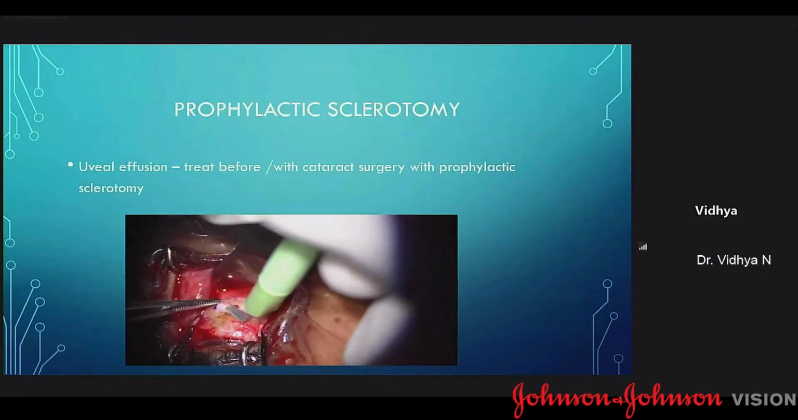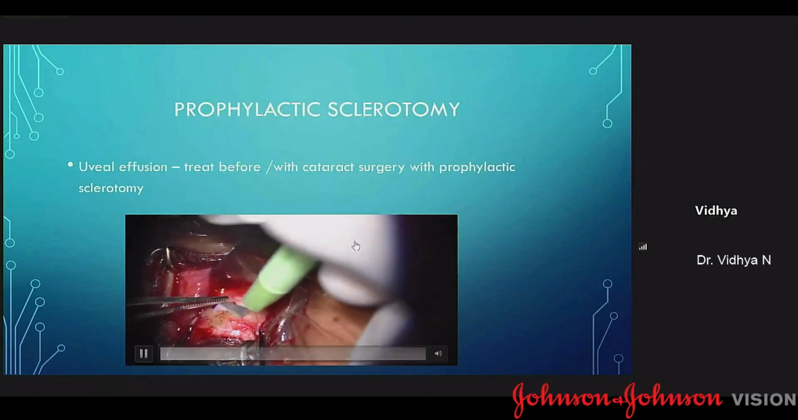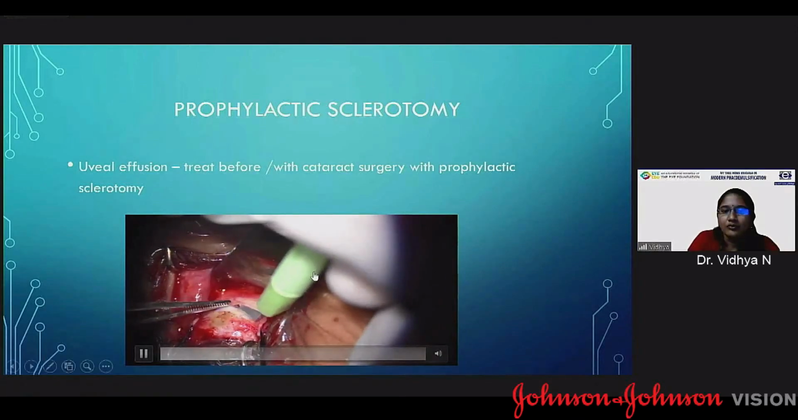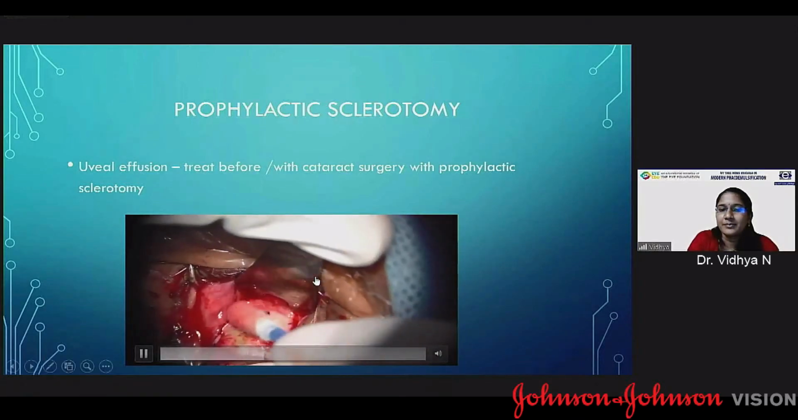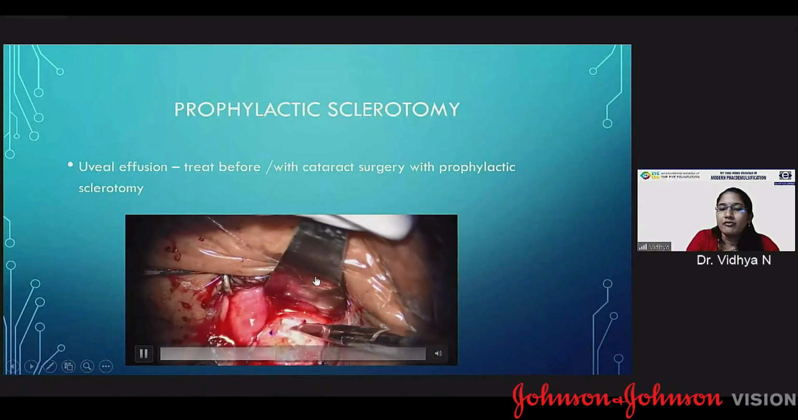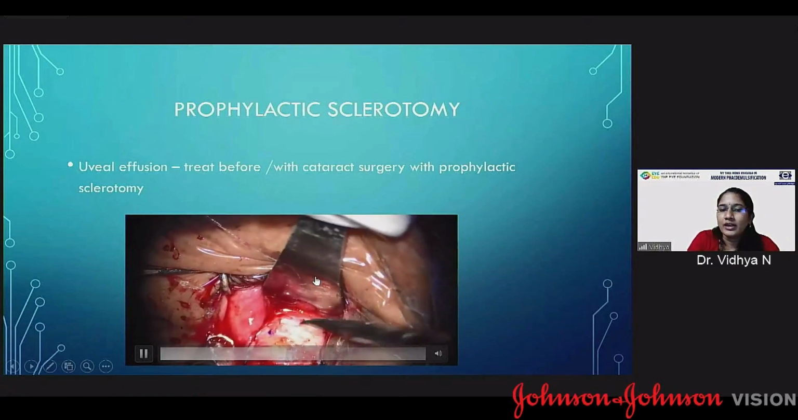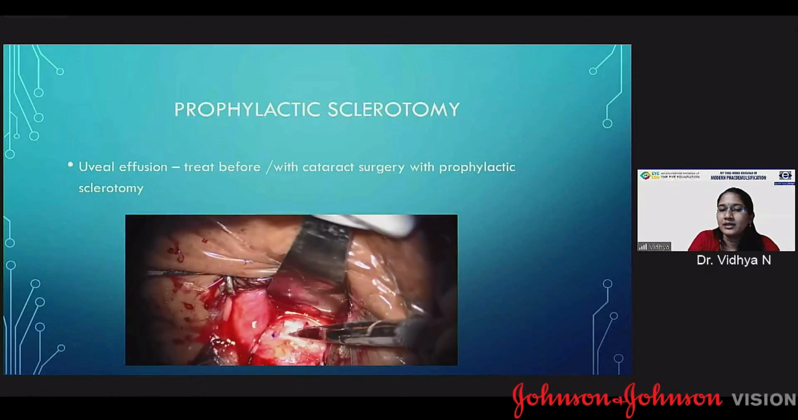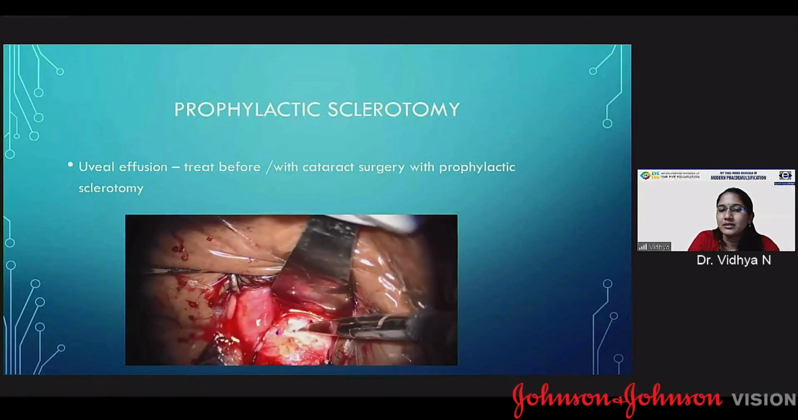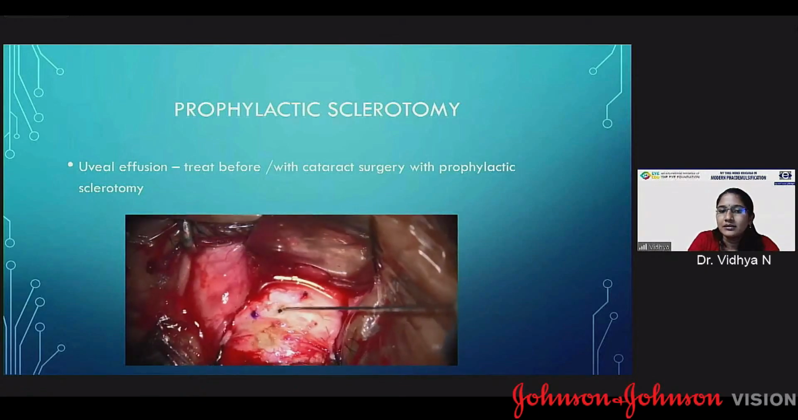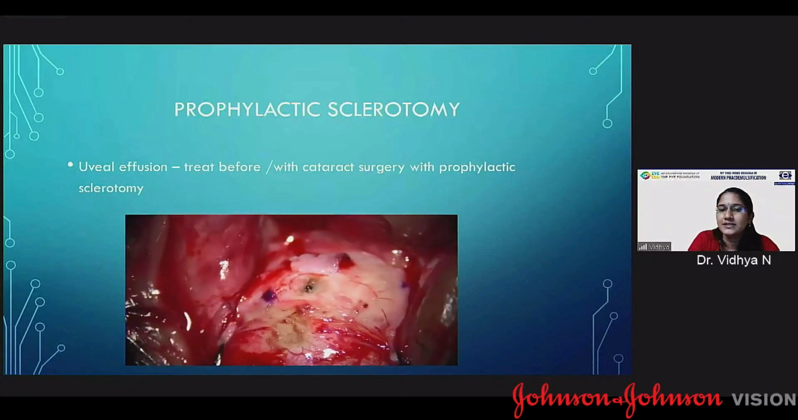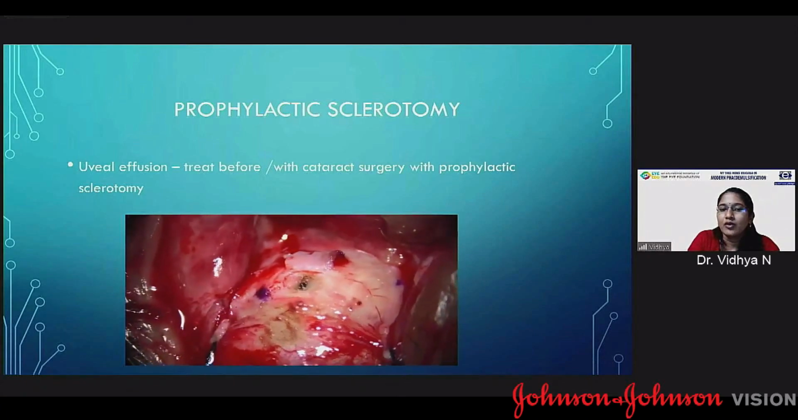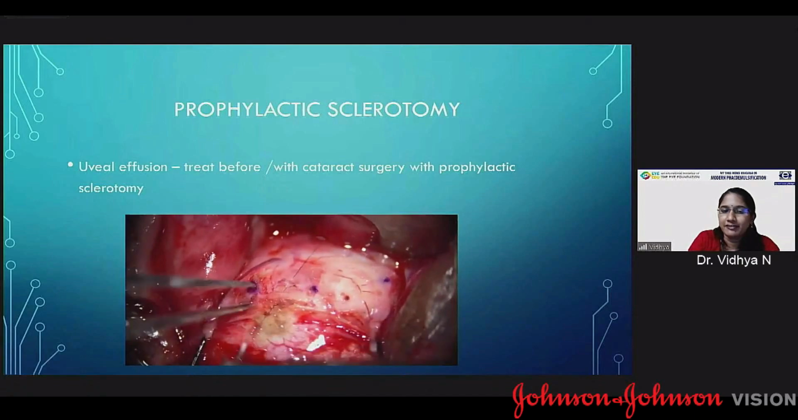A 4 by 4 millimeter flap is being lifted up, followed by a deep scleral block excision of 2 by 2 millimeters. When the choroid is exposed, as shown here, the edges are cauterized so that it doesn't close spontaneously, followed by closure of the flaps.